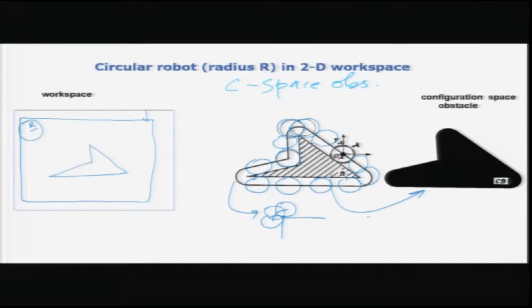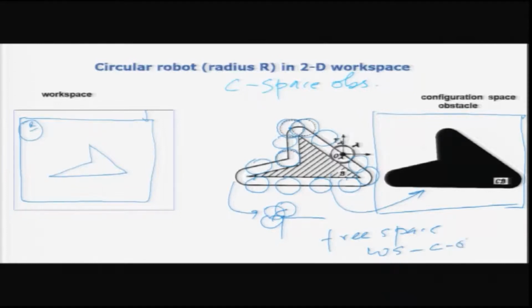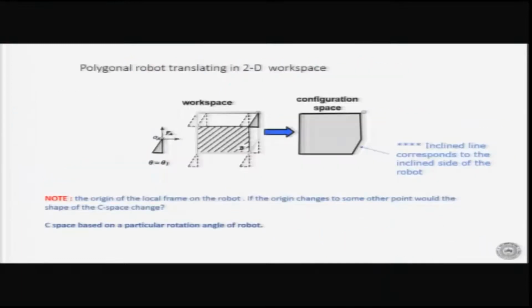It gets enlarged, and now if this is my workspace, then what is free space? Free space is the workspace minus the C space obstacle. So that is the definition of the free space, which is very easy again. So we have the workspace, which is the boundary, minus the C space obstacle. Whatever is left is my free space. So if I want to go from here to here, I can go like this, or I can go like that, or I can go in other ways. Now the program geometrically has to figure that out. So the program also should be able to geometrically make the C space.